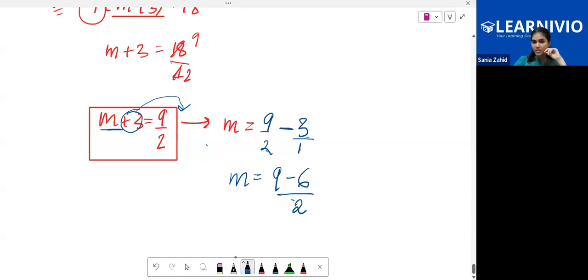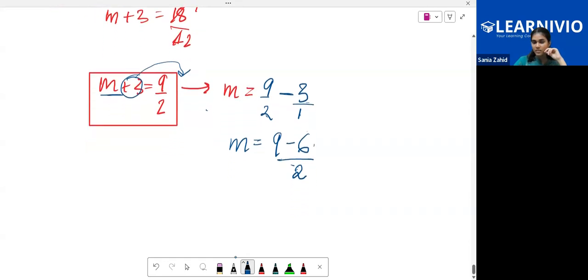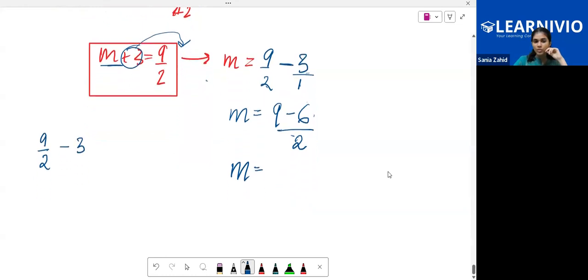Do you know how to subtract these kind of numbers? No, ma'am. I never subtracted like that. Have you studied fractions? Yeah, ma'am. I studied this year, but this one as a whole number, I did not study. You see, 9, if you have any whole number, you will always consider the denominator as 1. Okay, and then you will take the LCM. So your LCM will be 2 only.